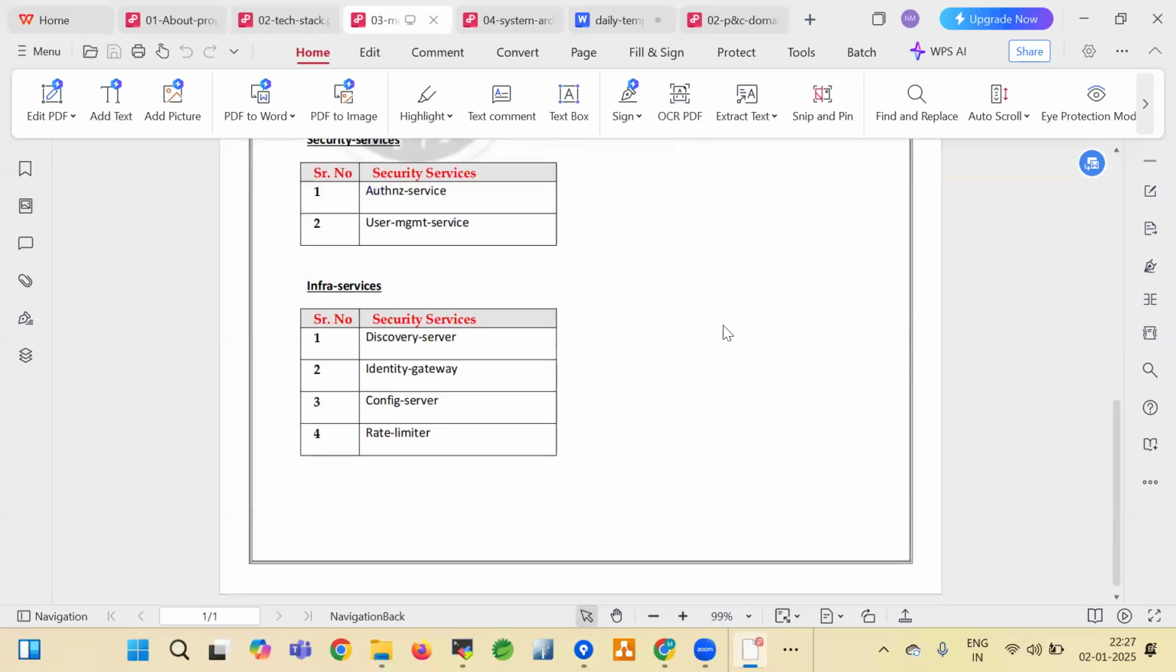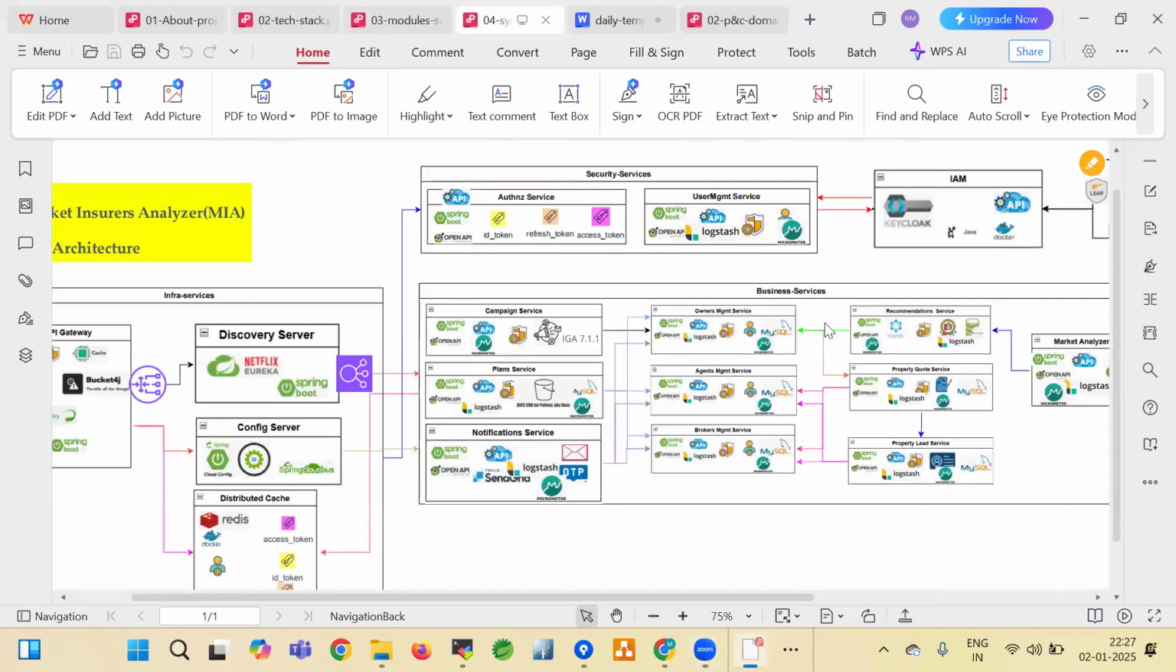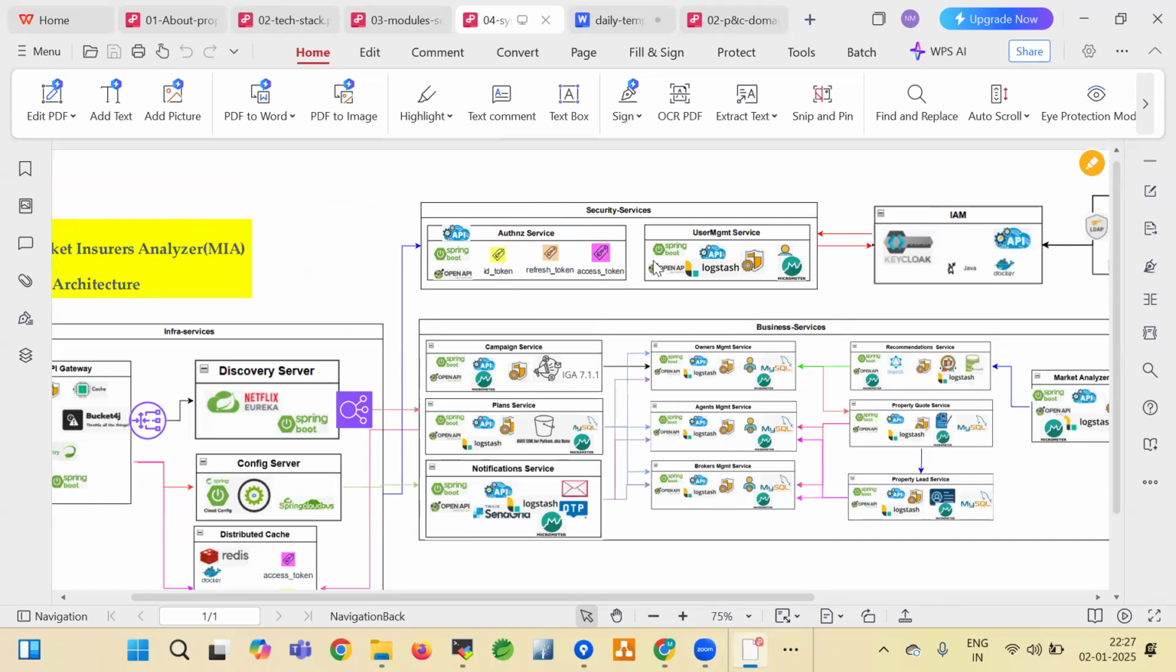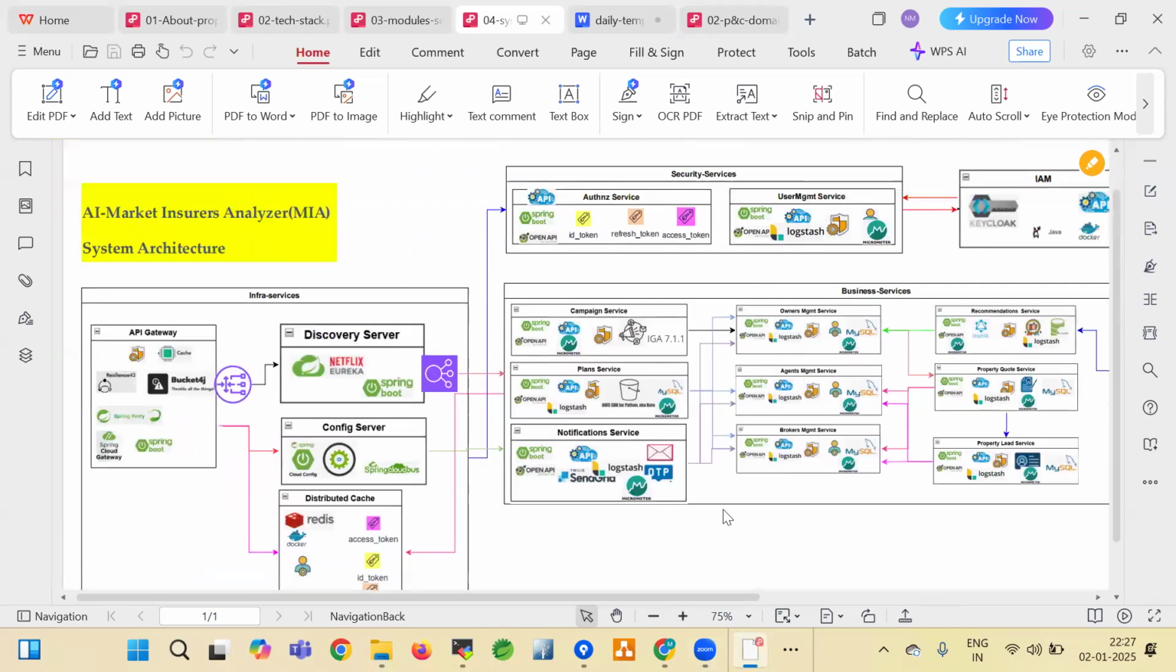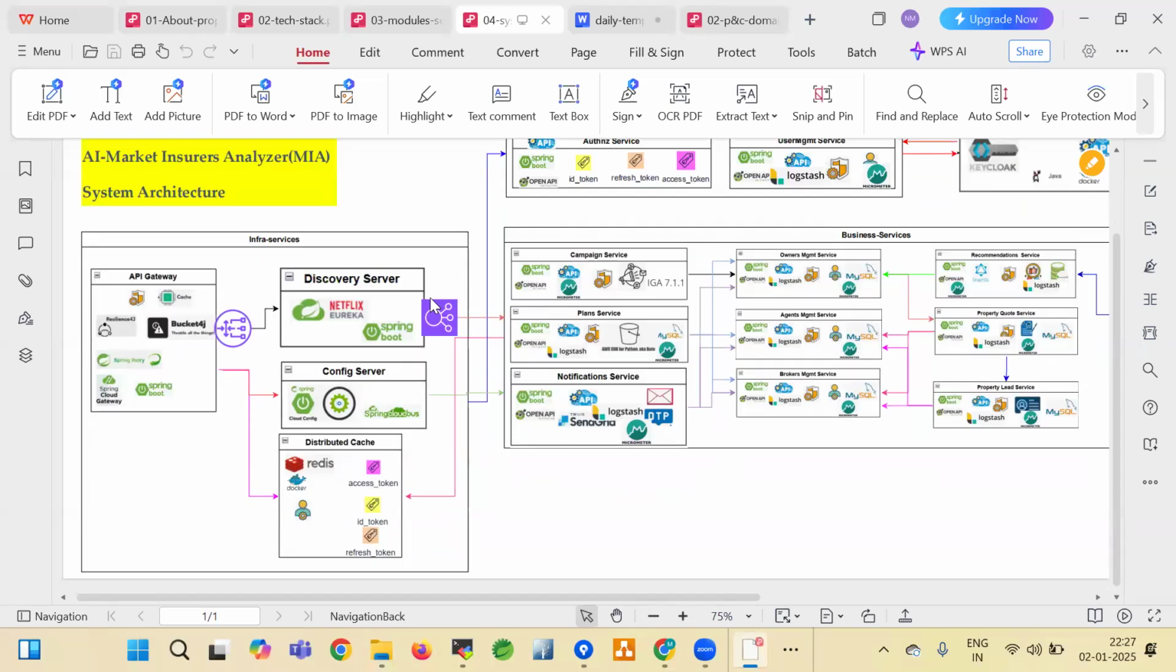Then we have the infra services. So our system, our backend services, I mean to say these business services, whatever we discussed so far, and the security services, right? So these business services and security services need to be protected, need to be scaled up, and need to be managed. So these services require an ecosystem, and that ecosystem is provided by these infra services.